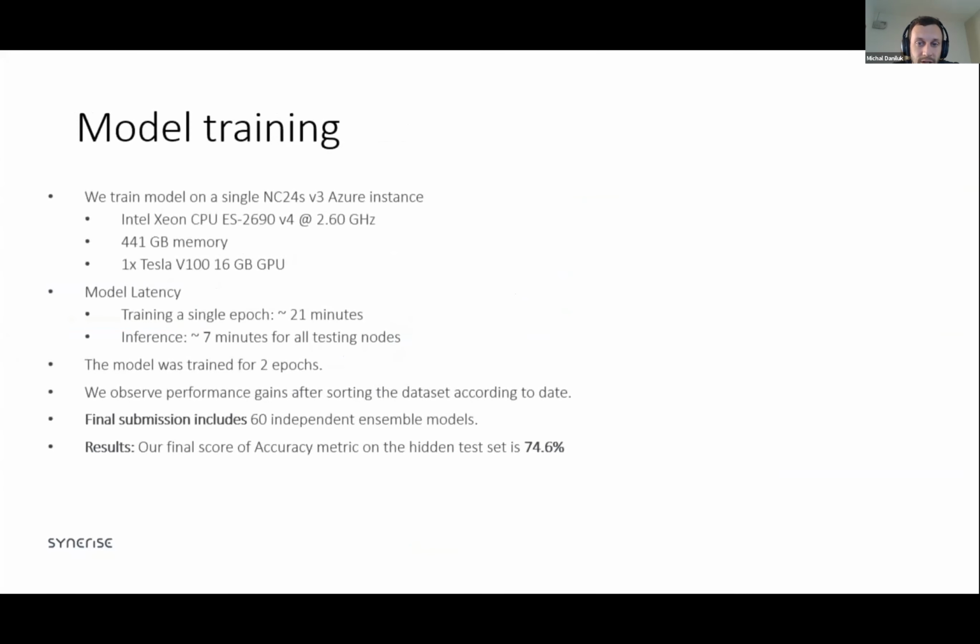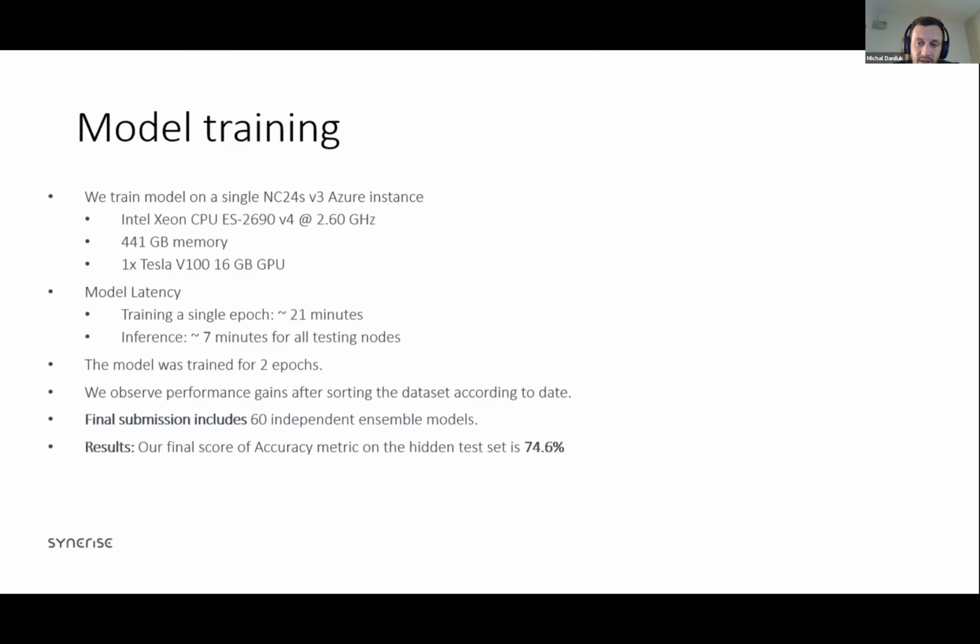And the model architecture, the model is written in PyTorch. We train it on single Azure instance using one GPU, and training a single model takes around 21 minutes per epoch, and inference is very fast. It takes around 7 minutes for all testing nodes. And our model was trained only for 2 epochs. In addition, we observed performance gains after sorting the data set according to date. So we apply this in our final submission.